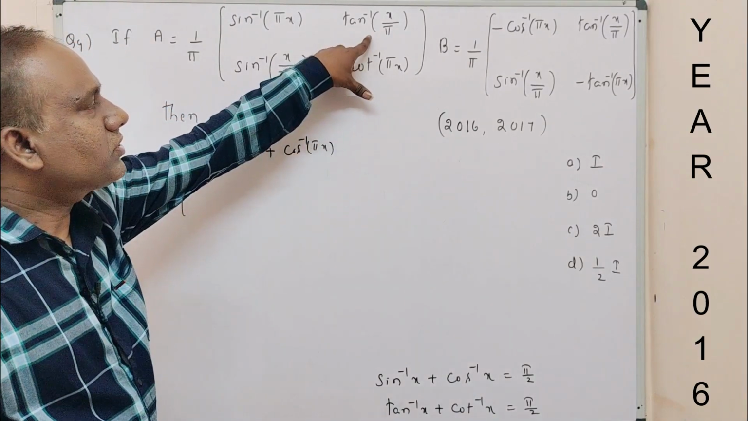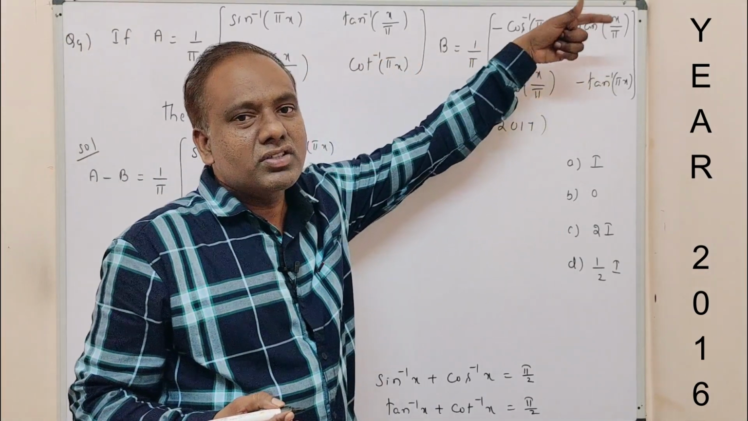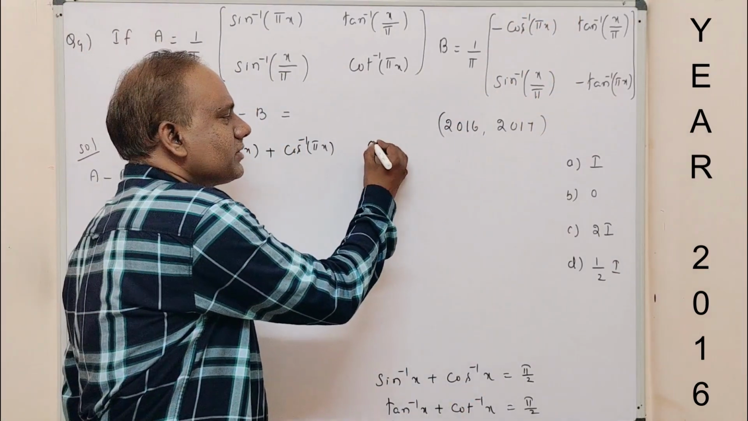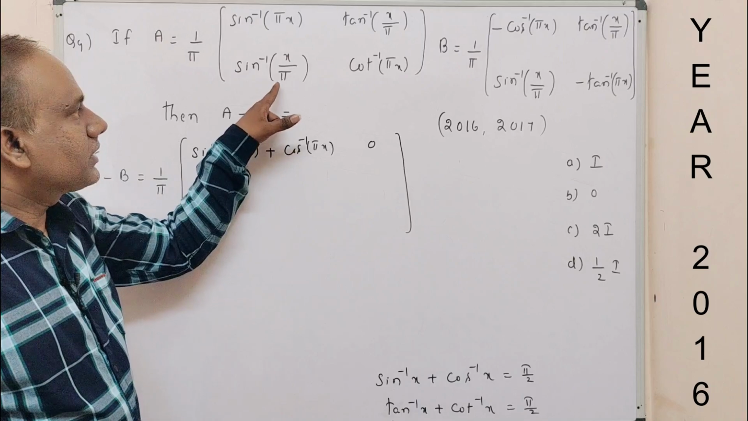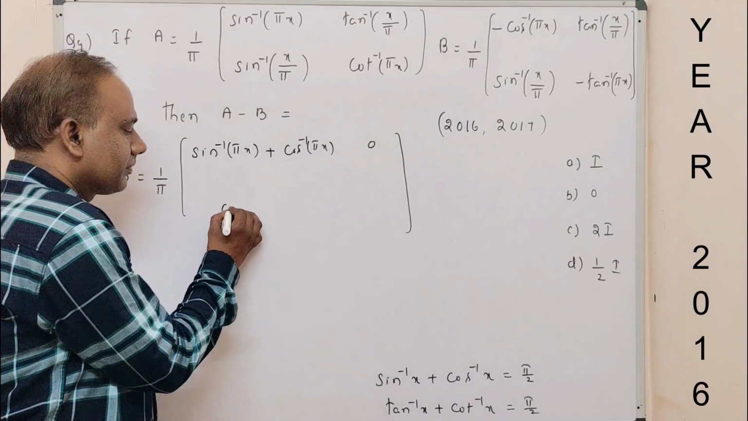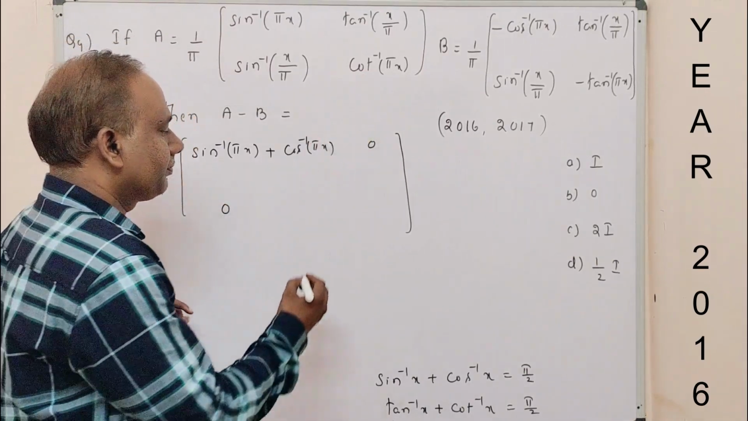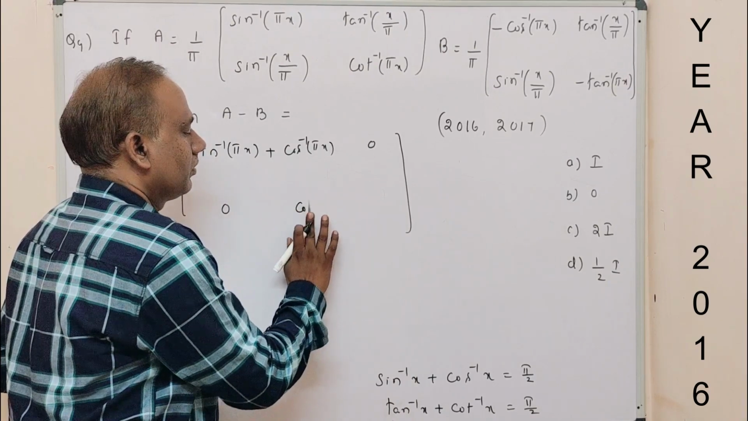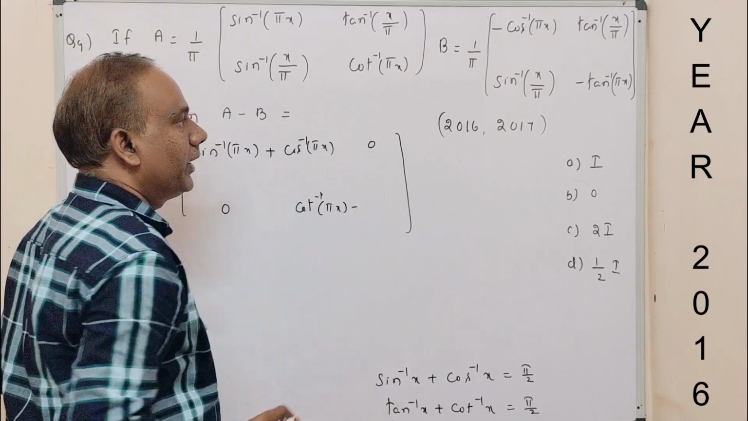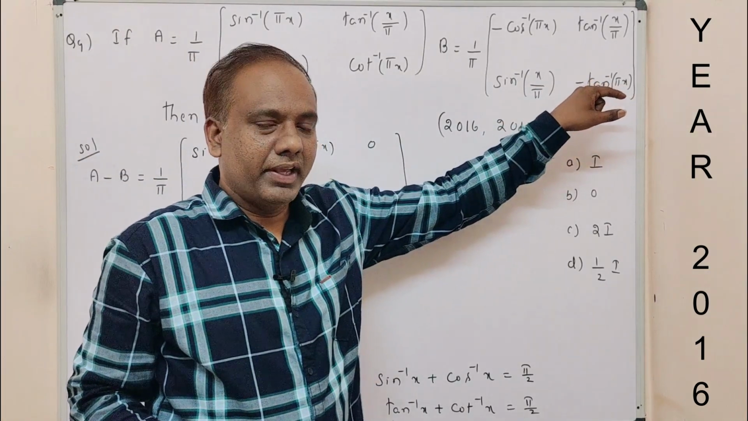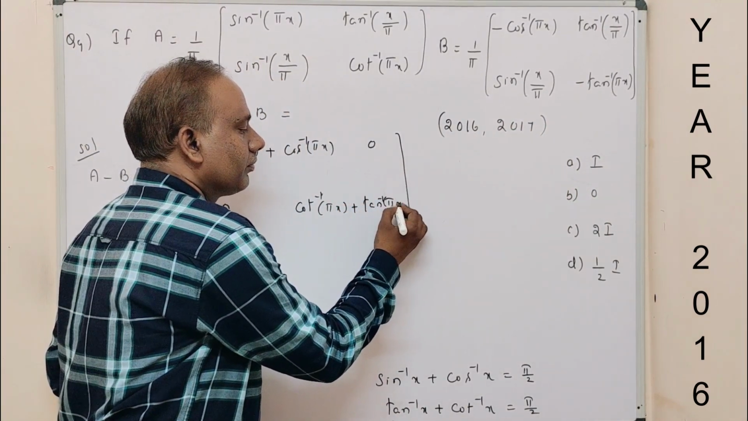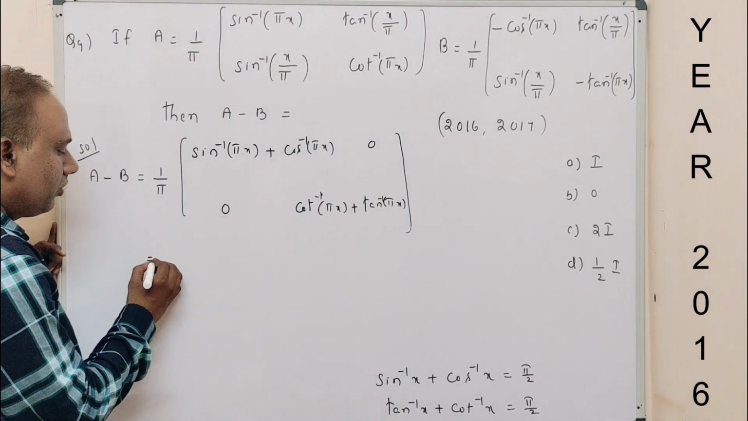Next, tan inverse of x by pi minus tan inverse of x by pi is 0. Next, sine inverse of x by pi minus sine inverse of x by pi is 0. Next, cot inverse of pi x minus, it is minus tan inverse of pi x, no? So minus into minus is plus tan inverse of pi x. Now here 1 by pi.